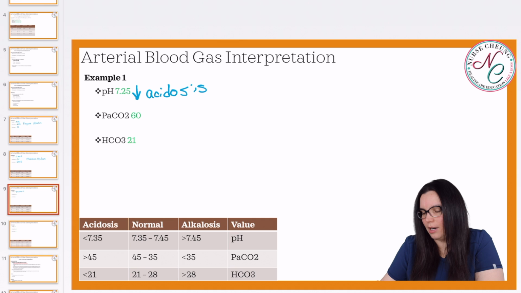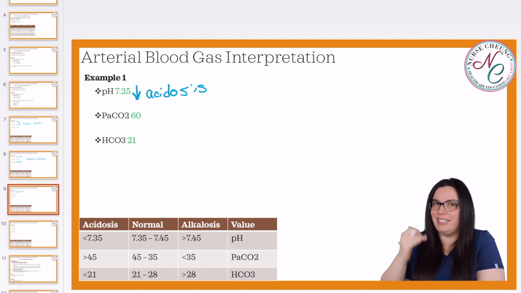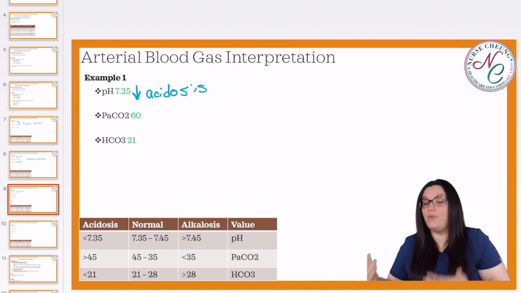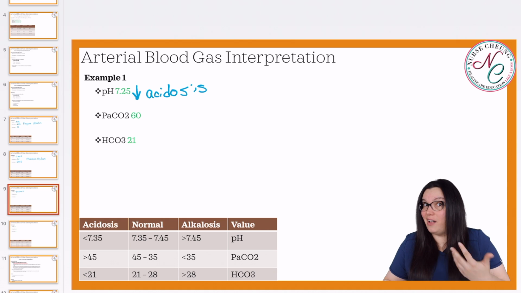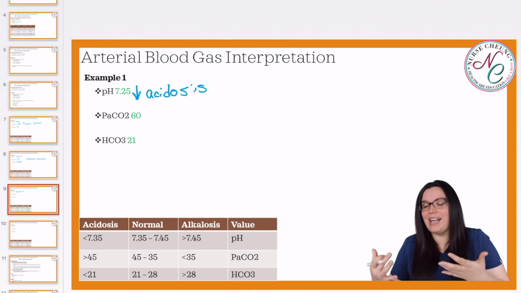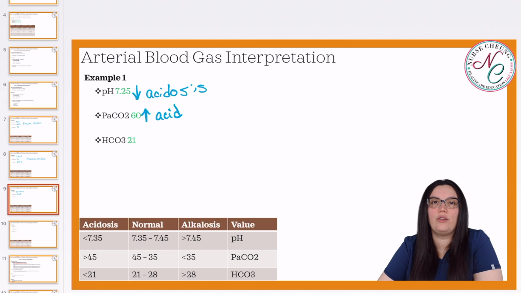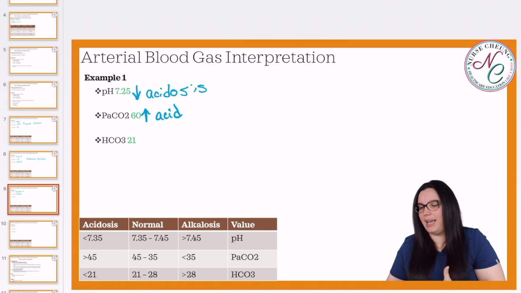Right? We got more acid. We have more acid, our pH decreases. So we have a PaCO2 of 60. Well, we know that normal is 35 to 45. 60 is a little high, right? That means we've got more acid in our system. It's greater than 45. So again, our PaCO2 is showing an acidotic state.